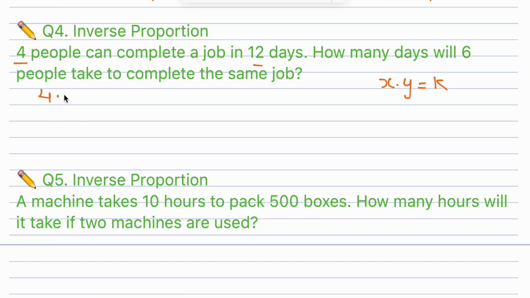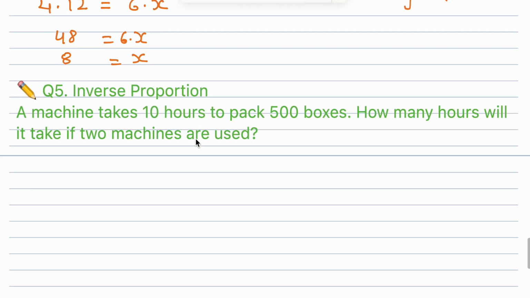4 people, 12 days. This is equal to 6 people, how many days, right? So 12 here is known to us and we have to calculate for 6. So 48 is equal to 6x. Now dividing by 6 on both sides, 8. So that means if 4 people can complete a job in 12 days, then 6 people will complete it in 8 days. So the more the people, the fewer the number of days. That is why it is inversely proportional, and so their product will be equal.